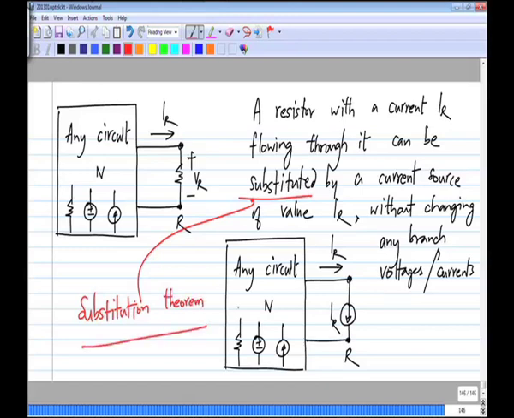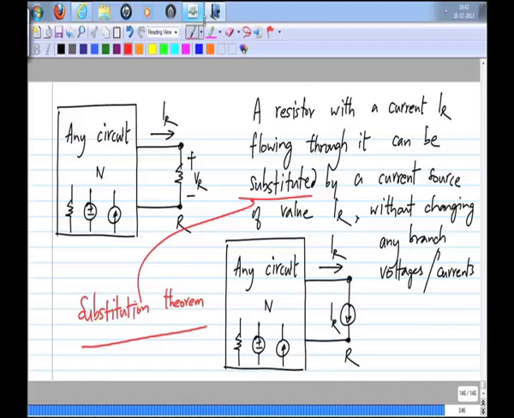So this, it turns out, is quite useful in many applications. I mean, when I say applications, to solve other problems and maybe prove other circuit theorems. So is this convincing? Any questions about this chain of reasoning and the proof of substitution theorem?